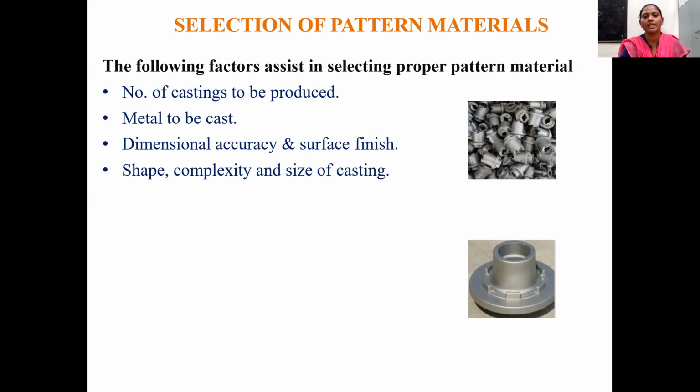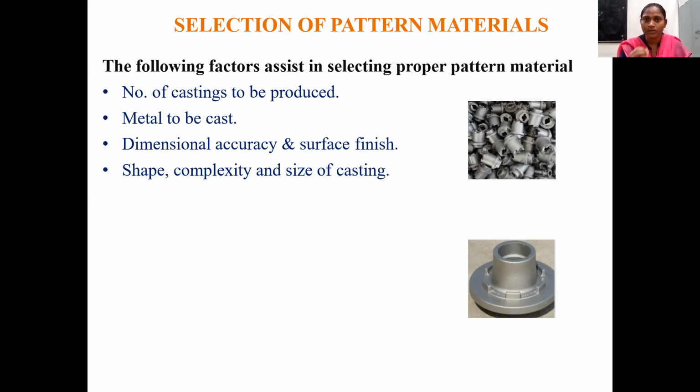Shape, complexity and size of the casting. This means whether the shape is simple or complex, whether it has a very intricate or complicated shape or a very simple one, and whether the size of the casting is very large or small. Depending upon that also, we select the proper pattern material. It may be wood, metal, plastic, plaster or wax. So these factors should be considered.